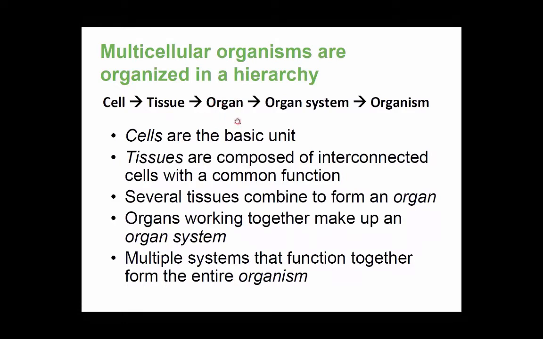For example, a heart, a kidney, lungs, etc. These are organs. Several organs are linked together or connected together to form an organ system, such as the circulatory system, the digestive system, the respiratory system. Now, all these organ systems then combine or work together to form an organism. You and I have multiple organ systems working together in order to make a functional organism.